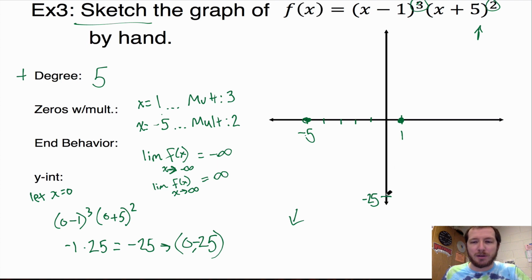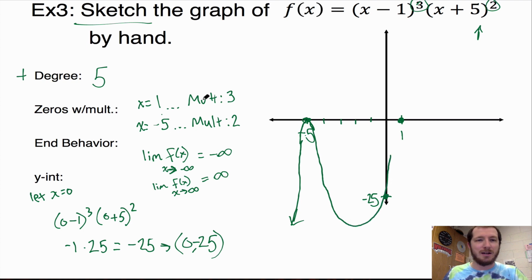And plot a point down here. And let's do our sketch. So we know it's coming from -infinity. We're going to come up at -5, multiplicity of 2. We're just going to touch it. We're not going to cross the x-axis. We're going to come, I don't know how far to come down, but I know we're going to come back up. We're going to hit that y-intercept.